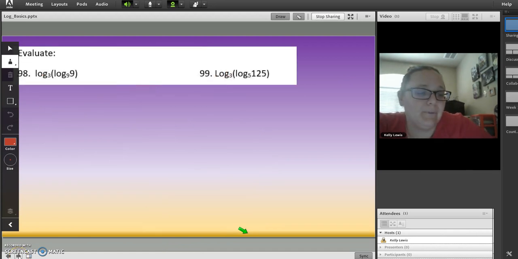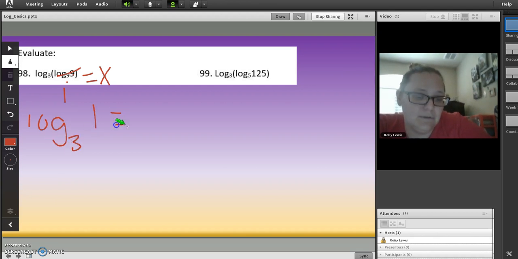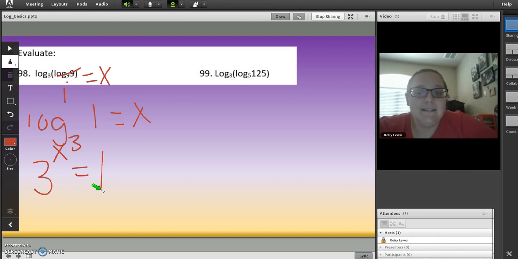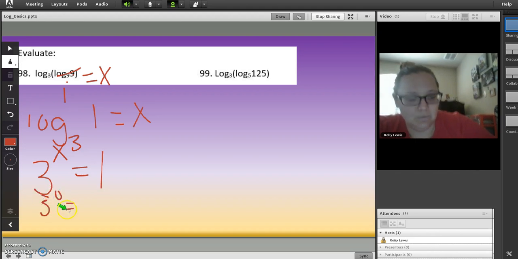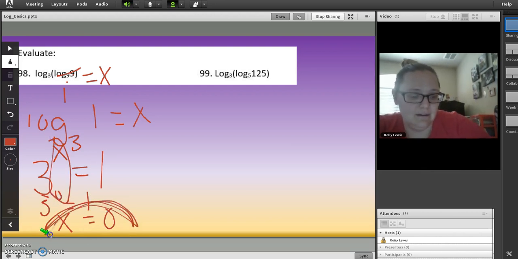Right here, 9 to the 9, those cancel, that's 1. So this is really log, let's make it equals x. So this is really log base 3 of 1 equals x. So this is 3 to the x equals 1, because we rewrote it in exponential form. We ask ourselves, 3 to some number is just the number 1, and the exponent rule says it's 0. 3 to the 0 is 1. So x equals 0. So this is my answer.